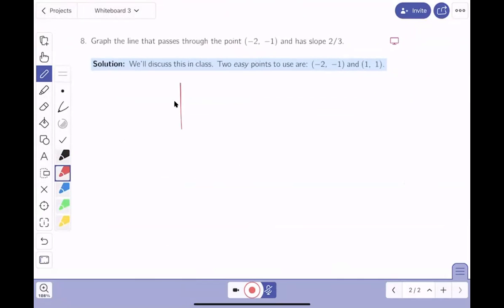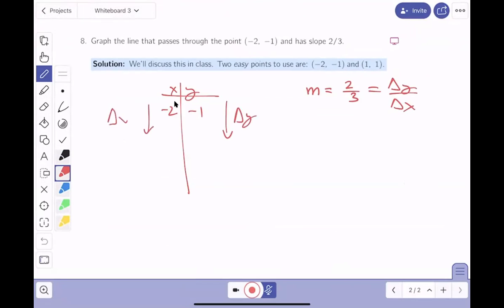I need 2 points to graph a line, x and y. First point I have is -2, -1. I have a slope. The slope is 2/3. What does this mean? Delta y, delta x. Let's put this down. This would be delta y. This would be delta x. What's delta y? 2. What's delta x? 3.